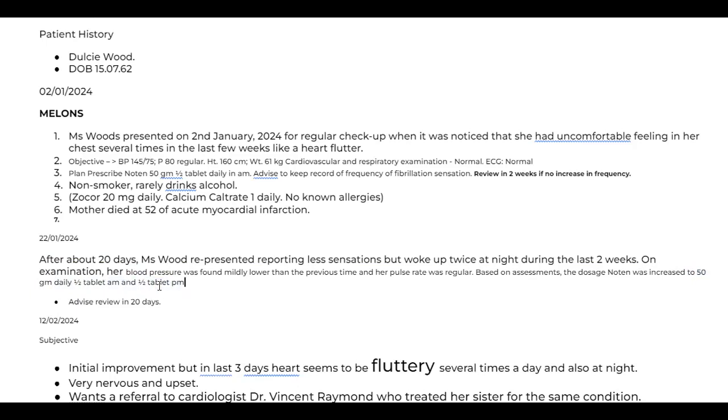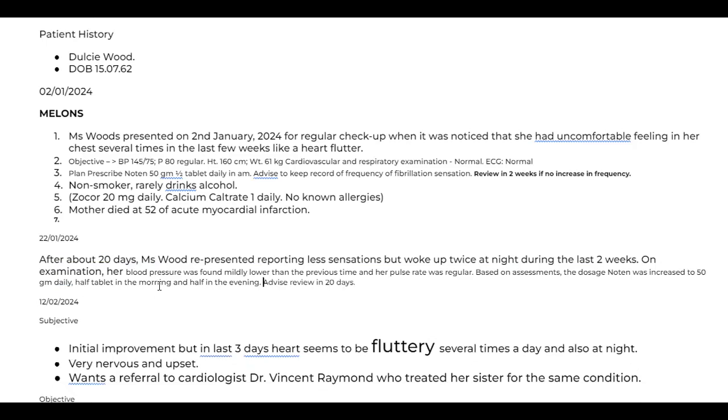Okay, so you can write this way, but if you want you can also expand this one: daily, half tablet. This way we write half tablet in the morning, and half in the evening. Are you all listening to me or not? Okay, daily half.